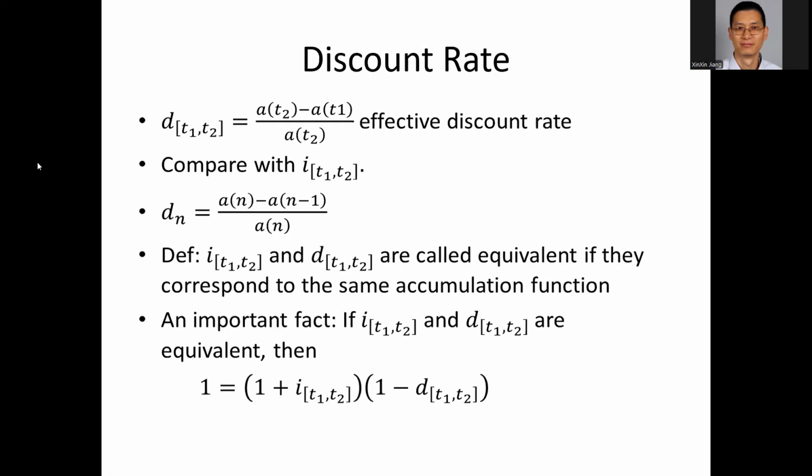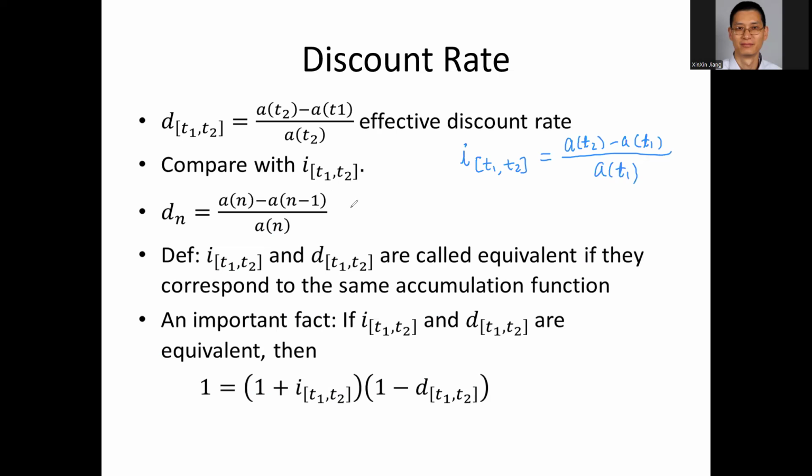Similar to the interest rate, we're going to introduce the concept of discount rate. First of all, we have the effective discount rate. D sub T1, T2 equals A(T2) minus A(T1) divided by A(T2). I want you to recall the effective interest rate from T1 to T2. The numerator is the same, and the denominator is different. For interest, the denominator is A(T1), but for discount rate it is A(T2).